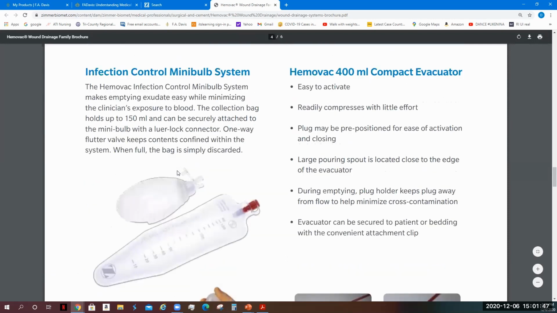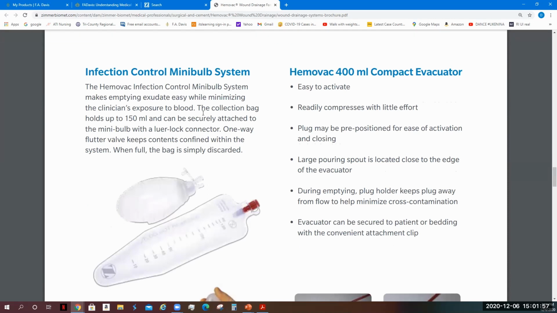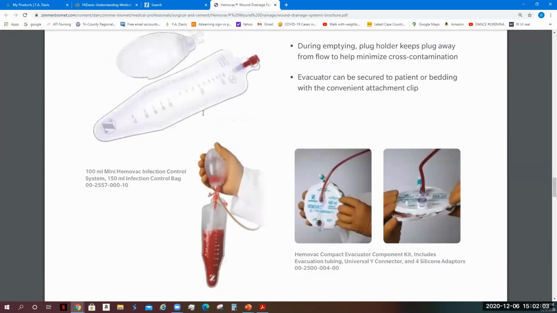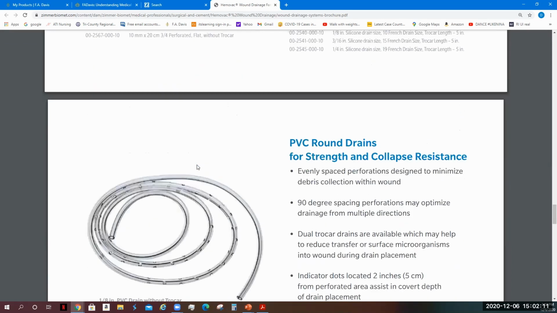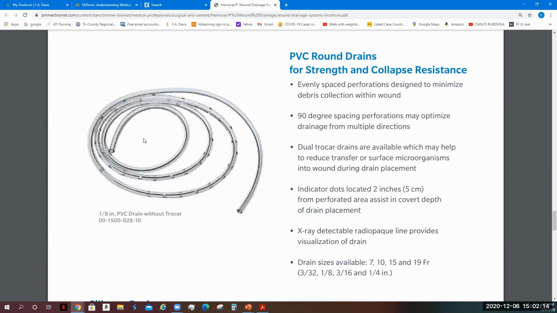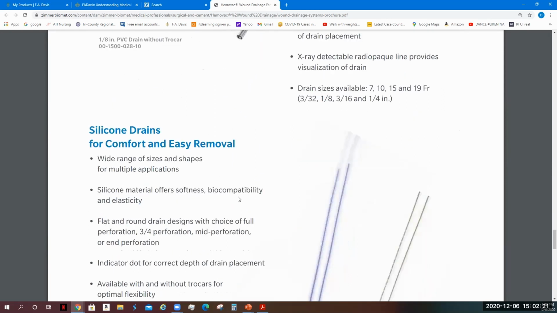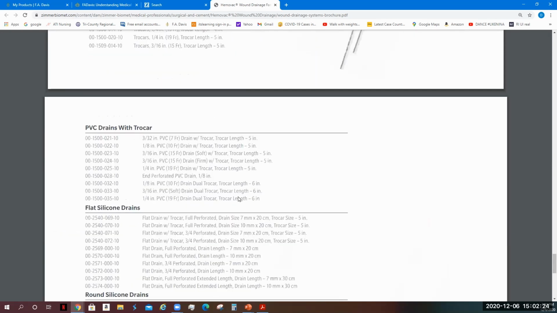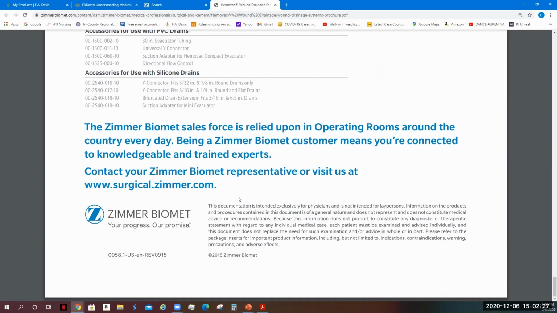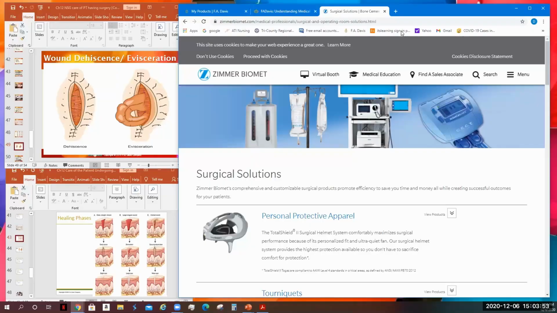Then there's also the mini bulb system. Makes emptying exudate easy while minimizing the clinician's exposure to blood. It can hold up to 150 milliliters. Okay, so there's that. And then they also offer these PVC drainage tubes. This one does not have a trocar, but they do make these drainage tubes also with and without trocar. So that's that one.